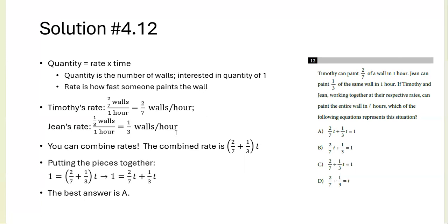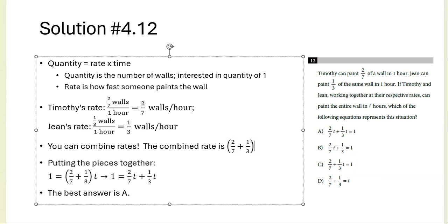Okay. We can combine rates. So think of Timothy and Jean as one singular person because we're interested in if they work together. So it's like that one singular person. Let's combine their rates. So when you combine them, and it makes sense when you think about the units, you can add things with the same units together. So 2/7 plus 1/3 is just 2/7 plus 1/3 walls per hour. I didn't bother simplifying because we don't need to here. So the combined rate is 2/7 plus 1/3.